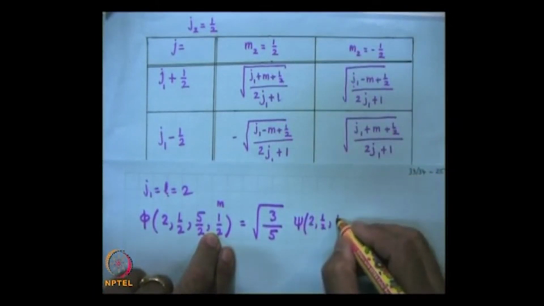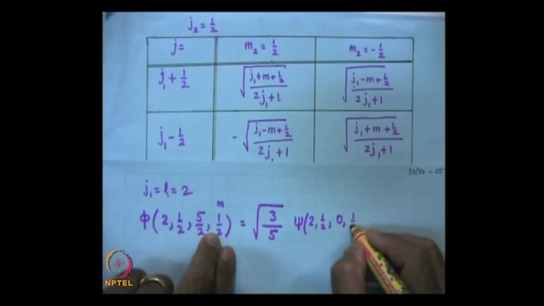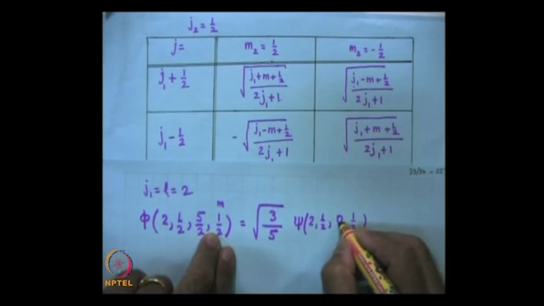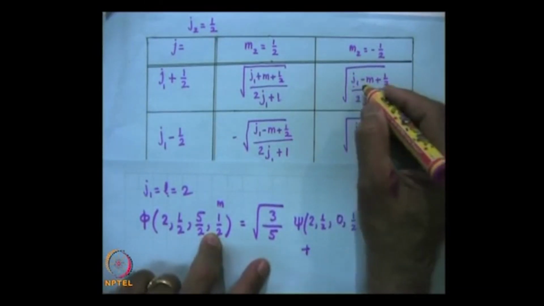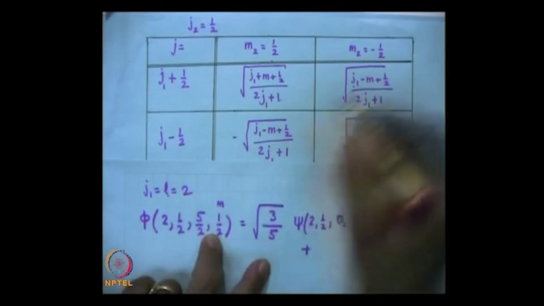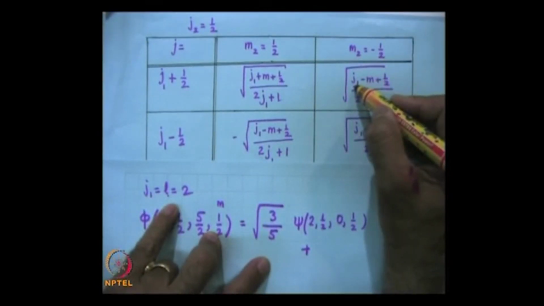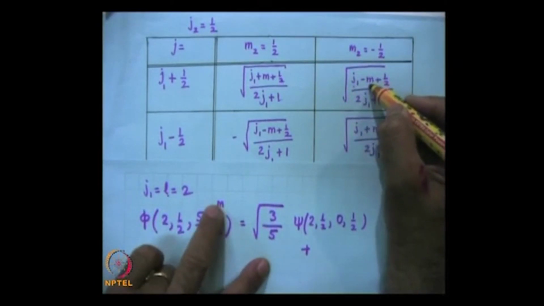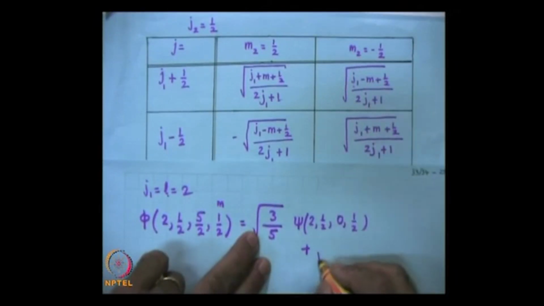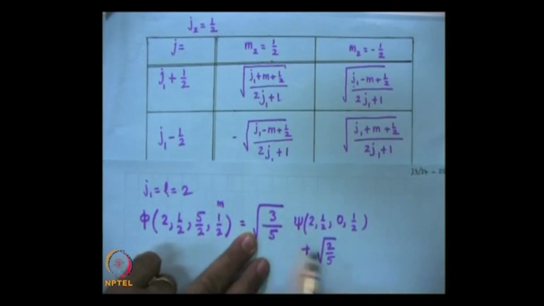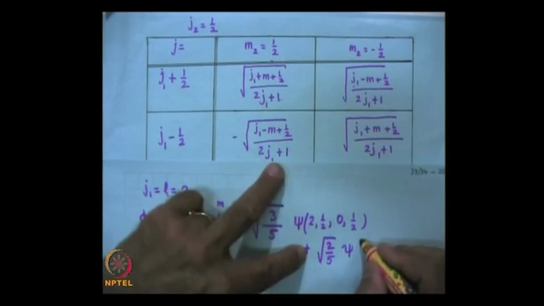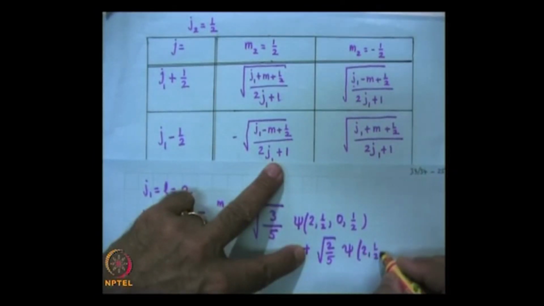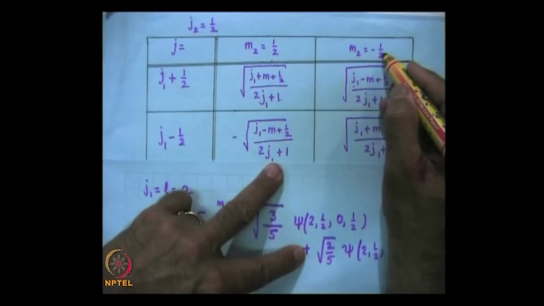So, this should be 0, because this plus this must be equal to this. j 1 is equal to 2, minus half plus half, that is 2 by 5. So, it is normalized, the square of this plus the square of this is 1. So, this is psi 2 comma half comma m 2 is minus half.